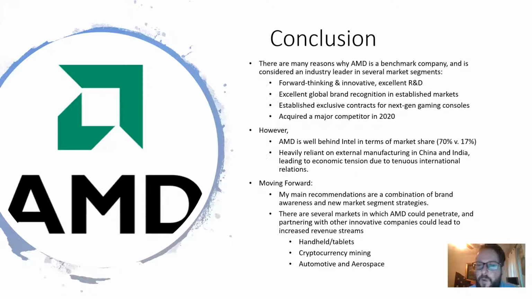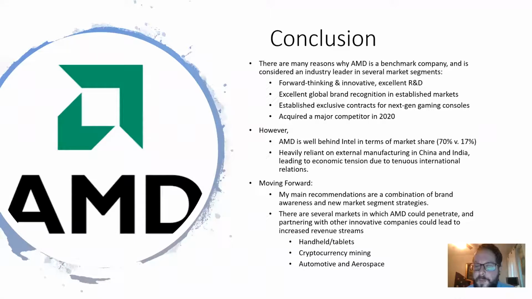However, they're well behind the industry leader in market share. Like I said, 70% for Intel versus about 17% for AMD. And they're heavily reliant on external manufacturing in China and India, which leads to economic tension due to tenuous international relationships. They're a US-based company, but doing all of this outsourced manufacturing can lead to huge cost increases when these international relationships between countries become strained.